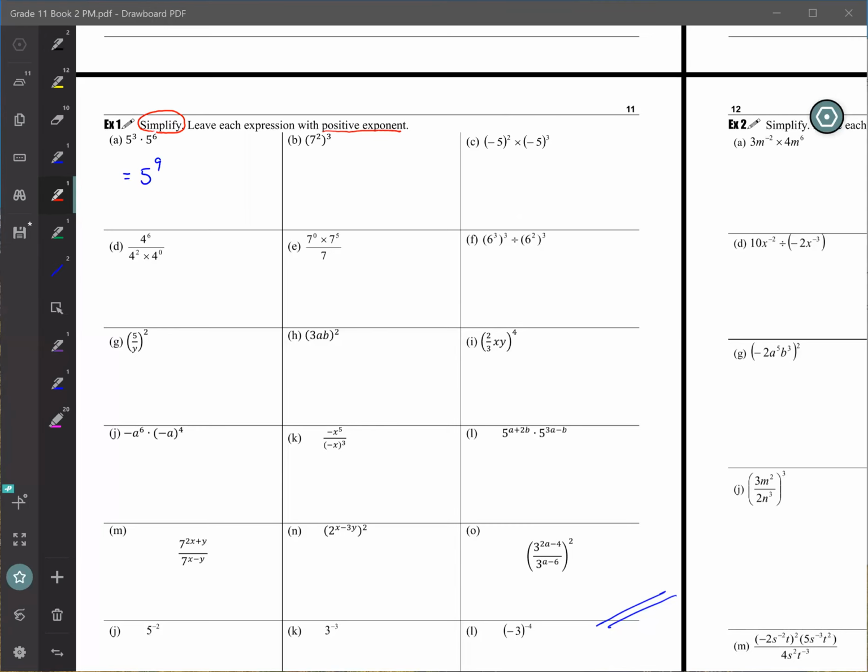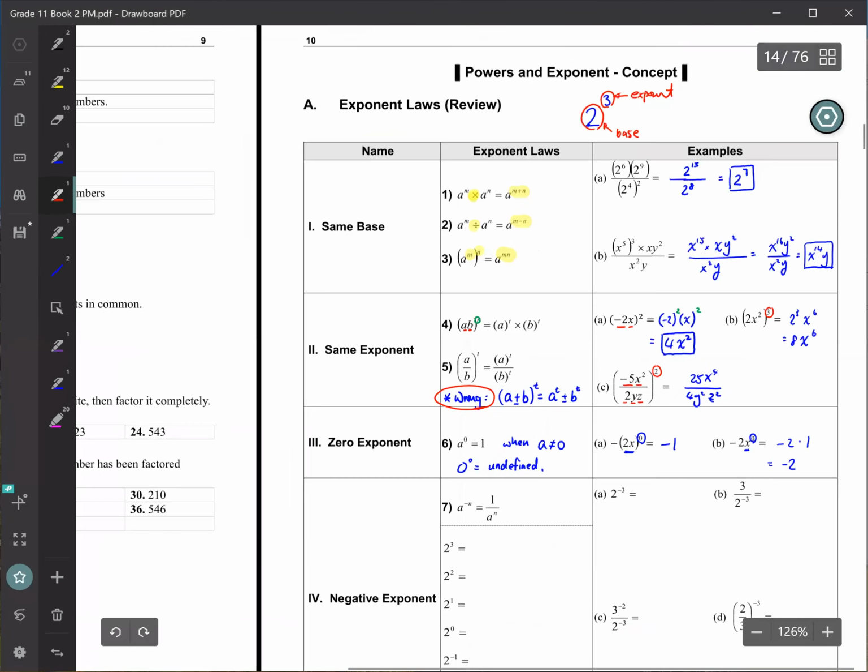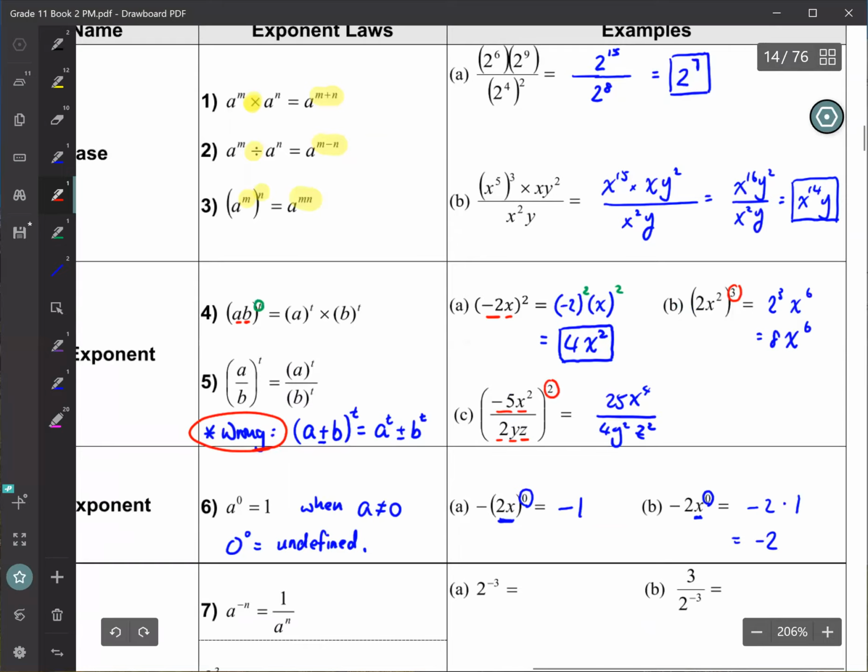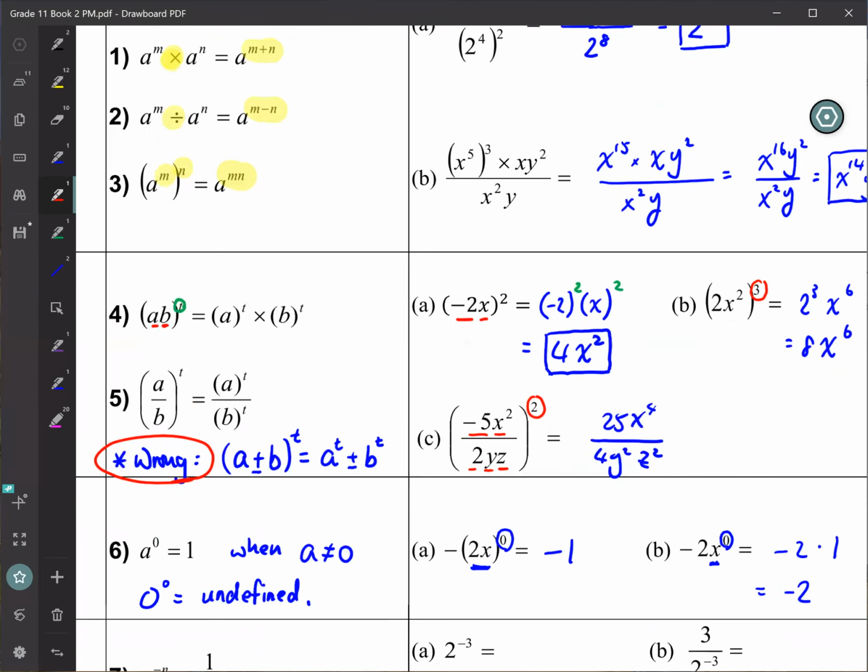Okay, and just a reminder, if you get a mixed question like A, B, C, where you have a coefficient in front, you need to evaluate the coefficient next to the variable, right? But if it's just a number only, you don't need to evaluate.